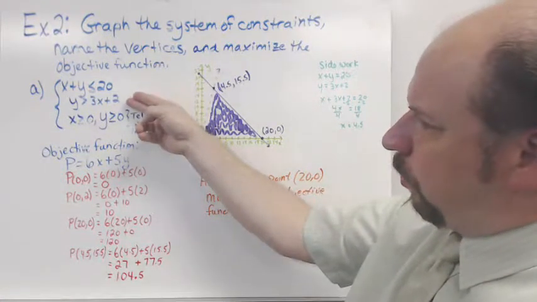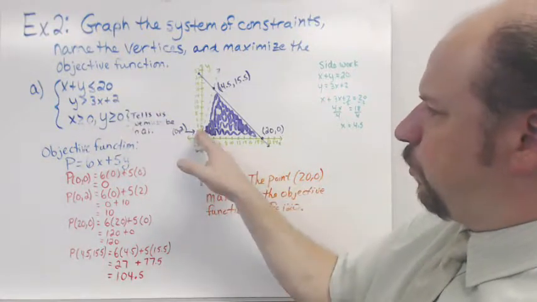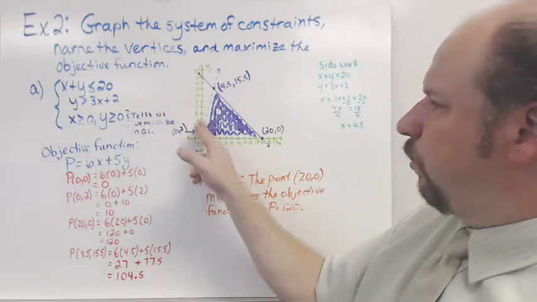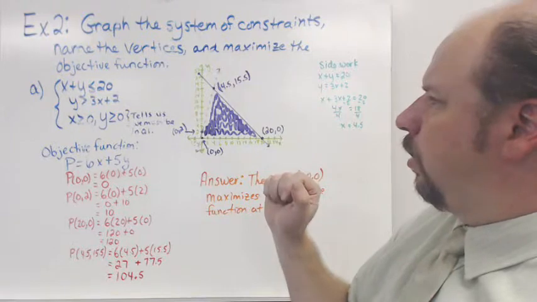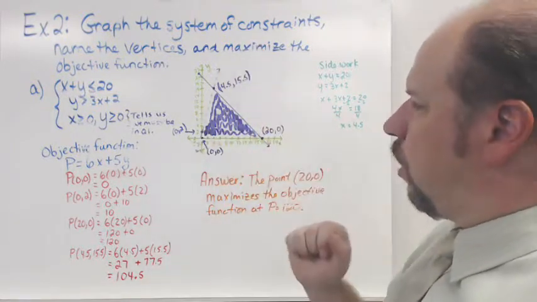And our last one here, y is greater than or equal to 3x plus 2. So we have a y-intercept of 2. So I've put a point here at 2. And it has a slope of 3. So if we go up 1, 2, 3, and over 1, 1, 2, 3, and over 1, we can go ahead and draw our line.